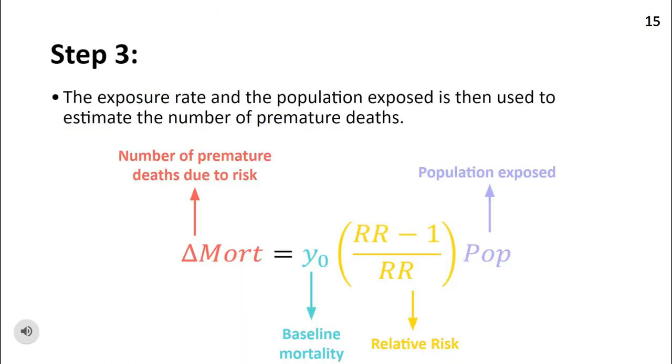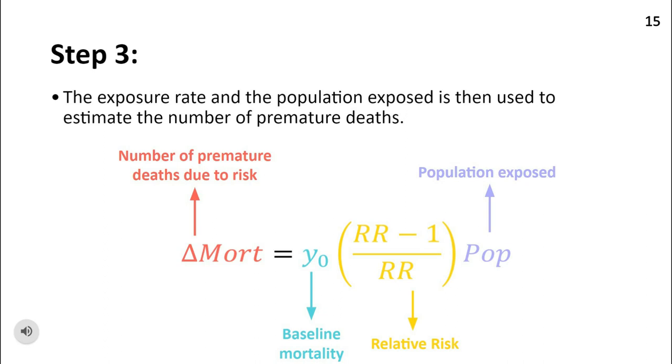Next, the exposure rate and the population exposed are then used to estimate the number of premature deaths. Each level of exposure has an associated risk for each relevant disease. This relative risk is multiplied by the population that is exposed and the baseline mortality rate for each population group, to estimate the number of premature deaths in each demographic group, such as age and sex, due to occupational exposure to air pollution.